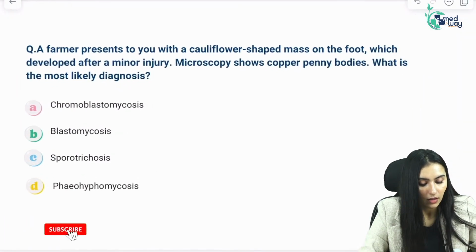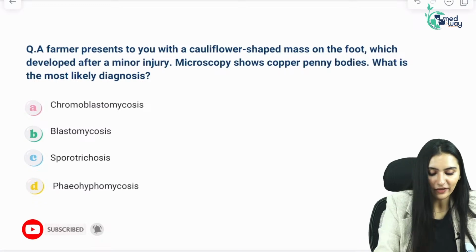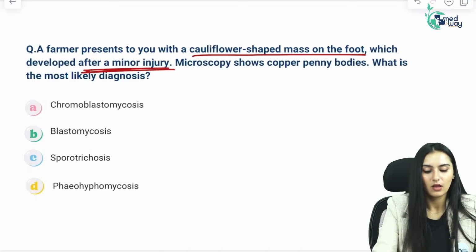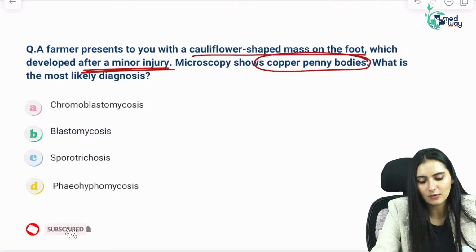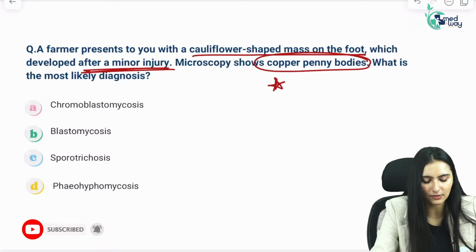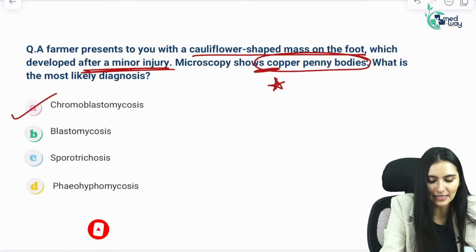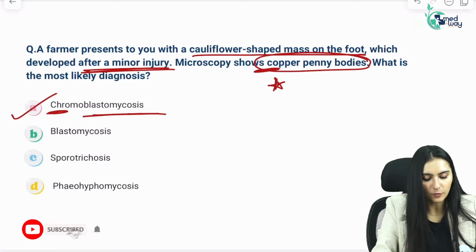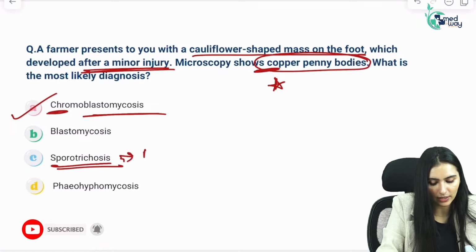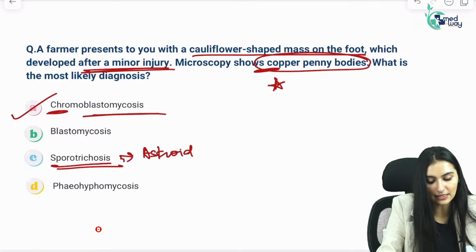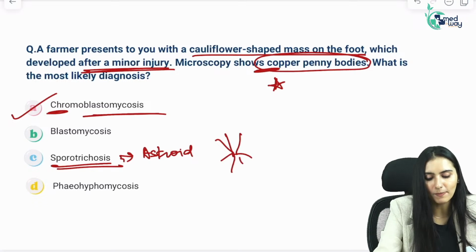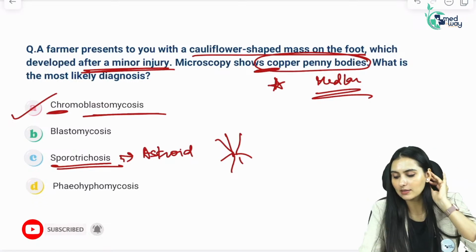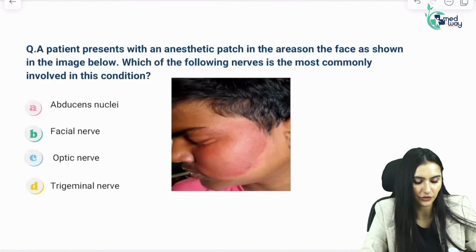A farmer presents to you with a cauliflower shaped mass on the foot, which develops after a minor injury. Microscopy shows copper penny bodies. Copper penny bodies, you should just know the answer. It is chromoblastomycosis. Copper penny bodies are seen in chromoblastomycosis. Sporotrichosis will have what? It will have asteroid bodies. These are star-shaped bodies like this. Copper penny bodies, medlar bodies, these are all seen in chromoblastomycosis. One word answers. Okay? Next question.